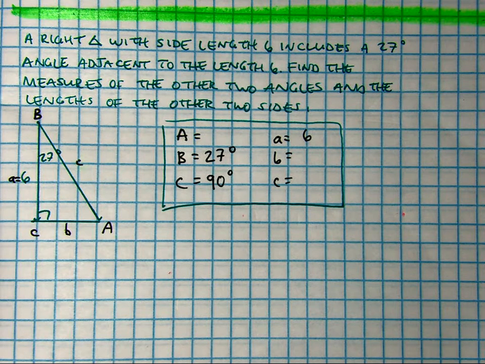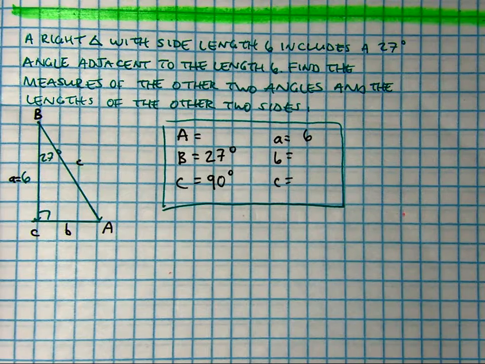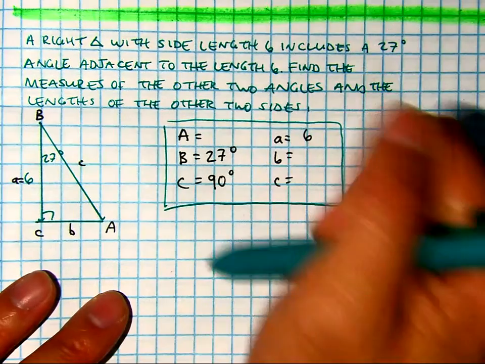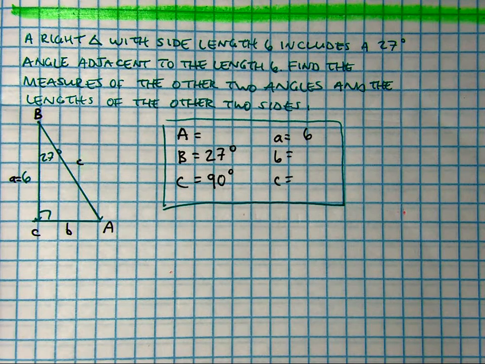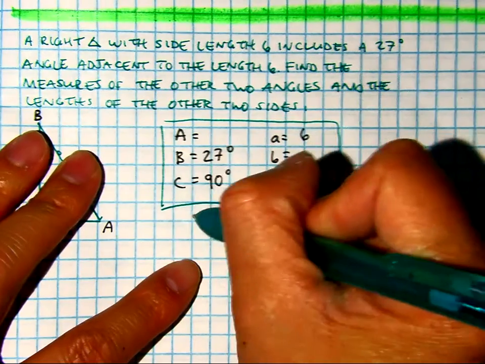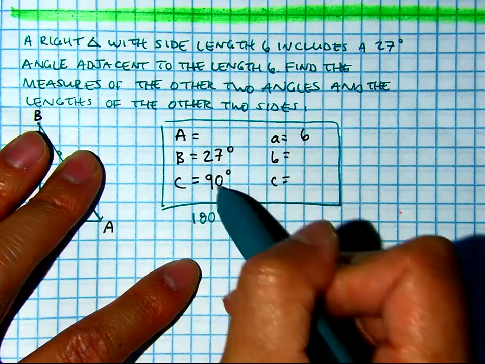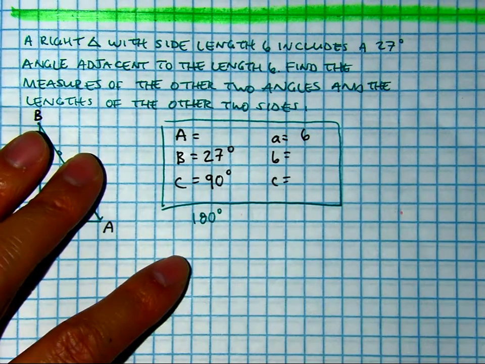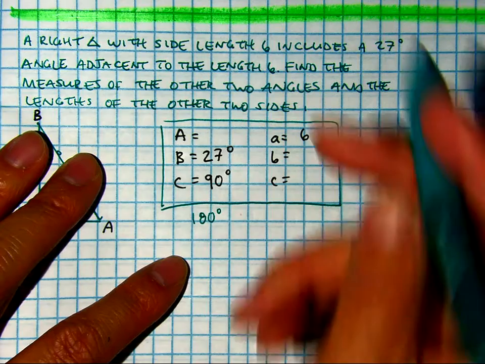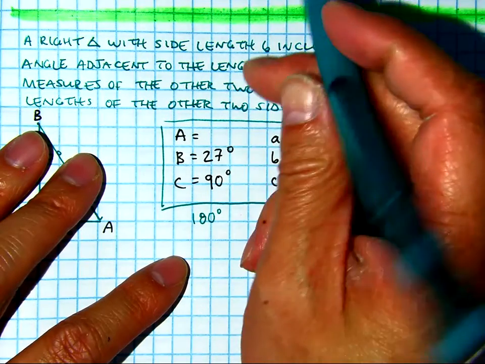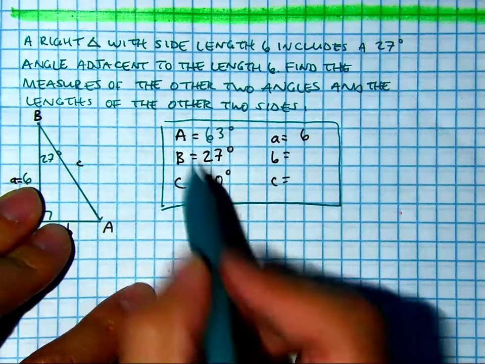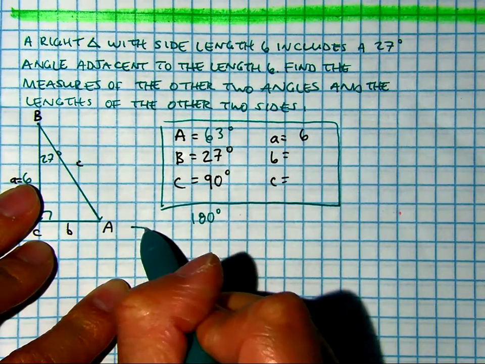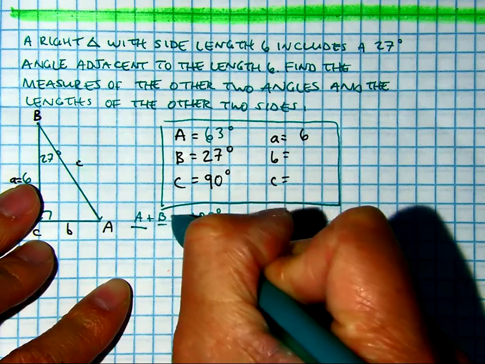Victoria, all three angles should add up to how many degrees? 180 degrees. So if I subtract 27 and 90 from 180 degrees, how much did you get? So I get 63 degrees, right? The triangle sum theorem basically says A plus B plus C equals 180. Blank plus blank plus blank equals 180 degrees. And that's how I found the third one.